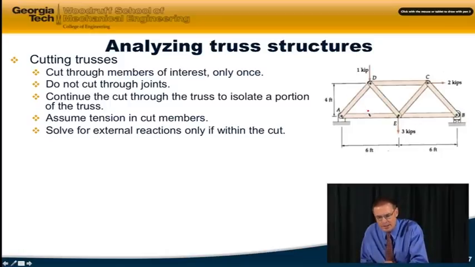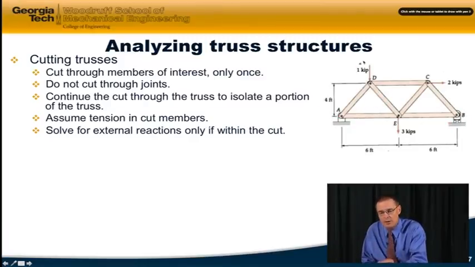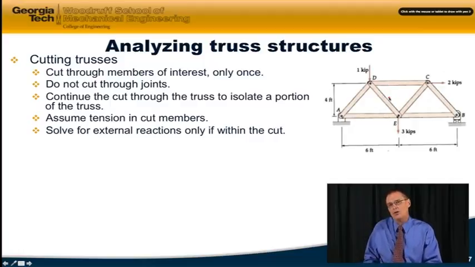And if we isolate a portion of the structure and it includes an external reaction like this pin or this roller, we'll need to solve for it. But if we don't need to solve for the external reactions, we won't.